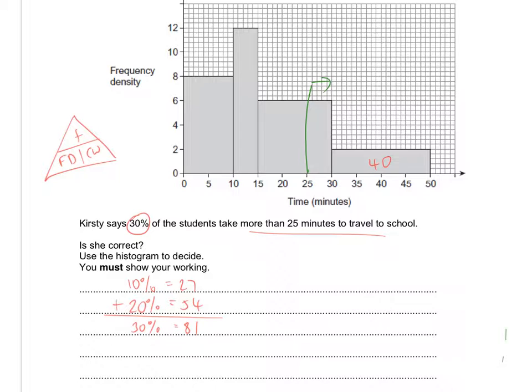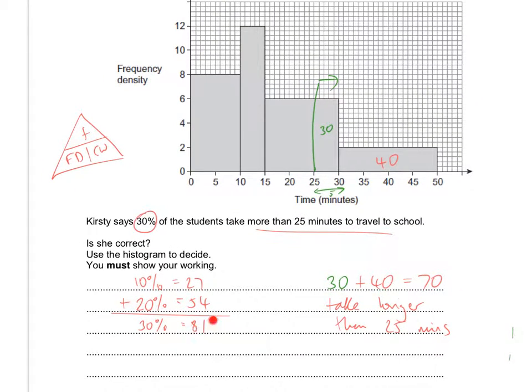Okay. Now the next one here is a distance of 5 between these two, and then that is a frequency density of 6. So to work that out, you would do 5 times 6, which is 30. So there's 30 people in that bar. So 30 plus 40 equals 70 people take longer than 25 minutes. Well, the claim then in that case is wrong, because we know that 30% of people is 81, and it's actually only 70. So that's too many.